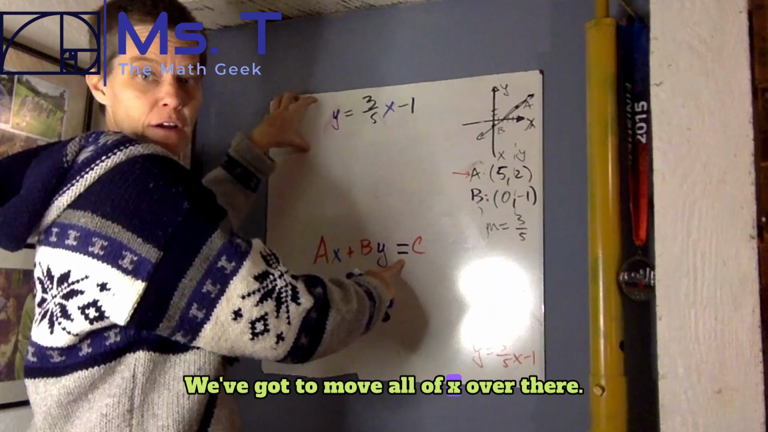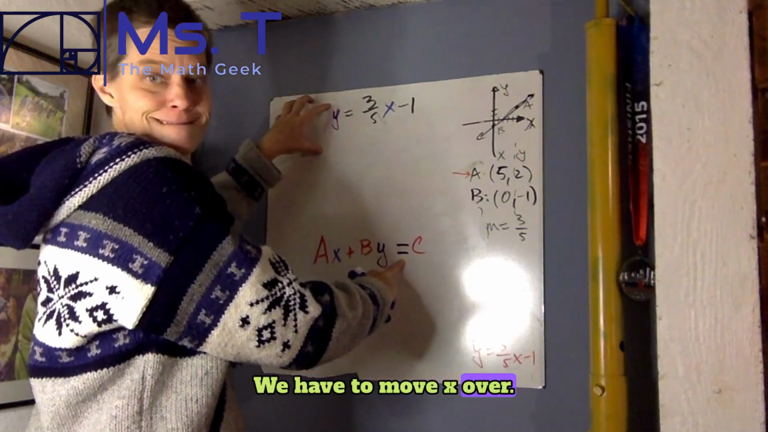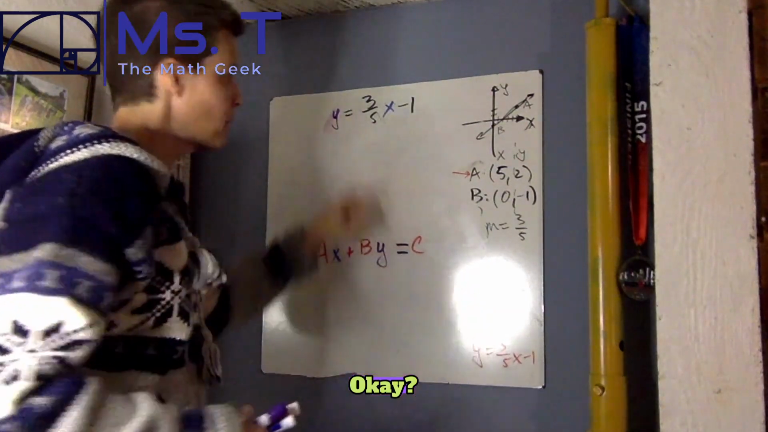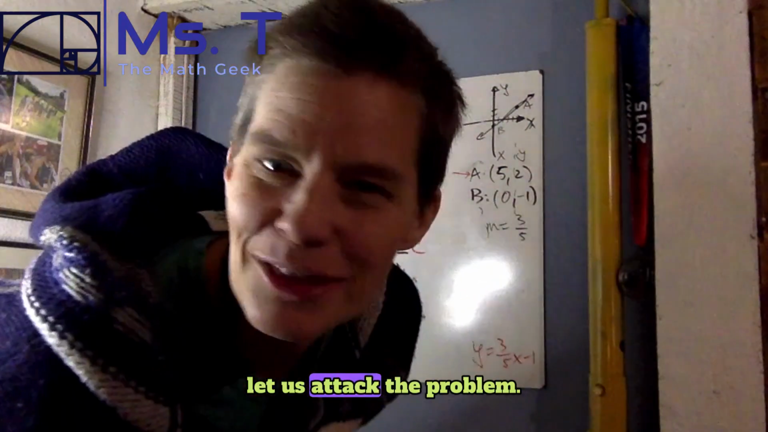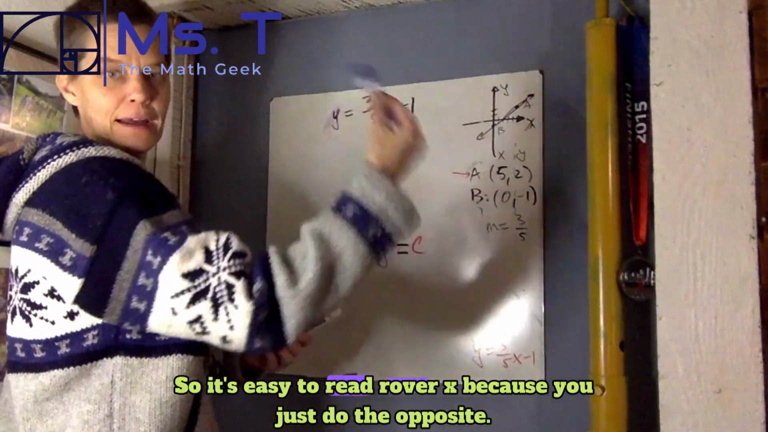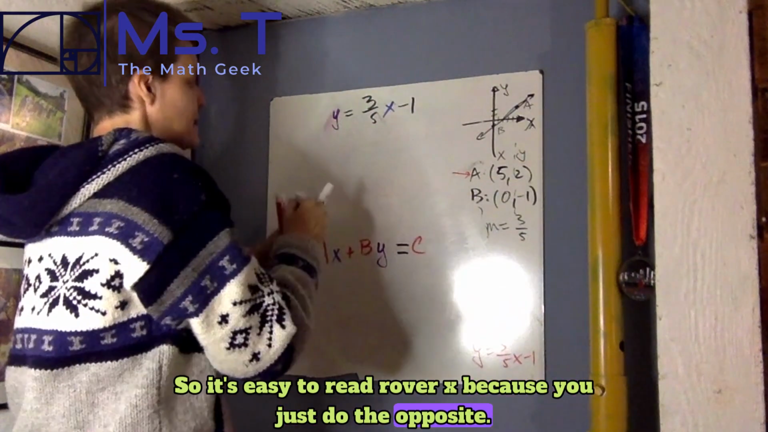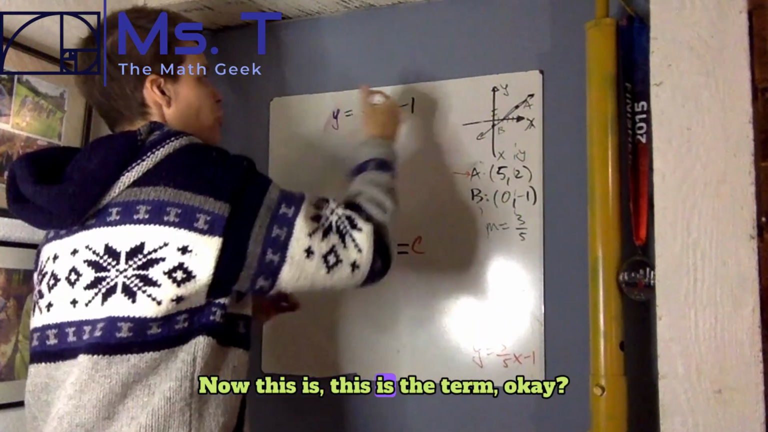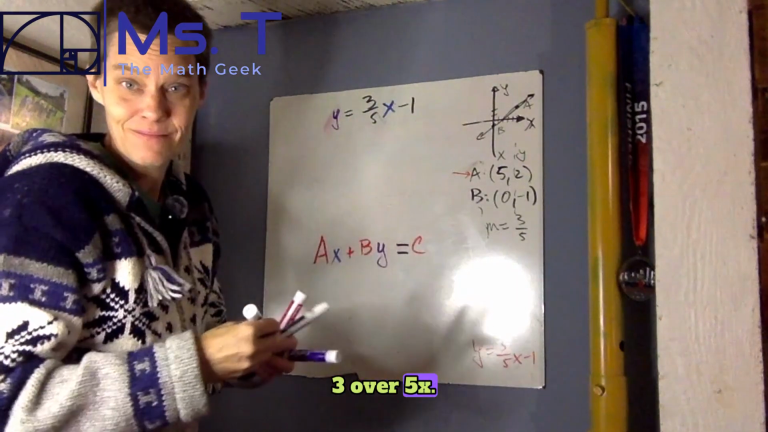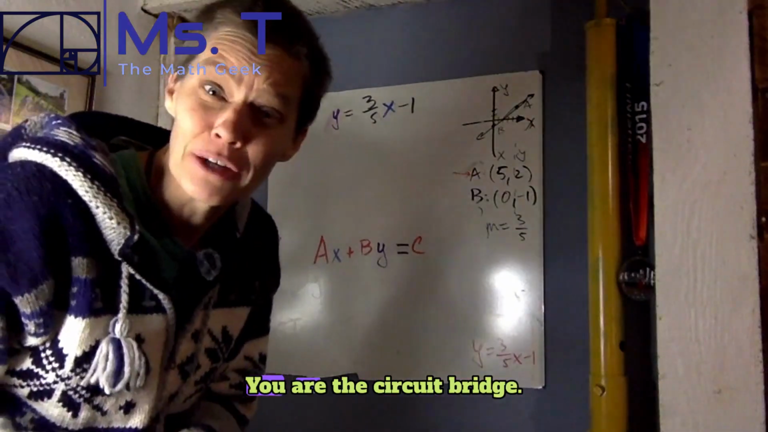But look also, here's our equal sign. We've got to move all of x over there. So we have two major things we have to do. We have to move x over, and then we have to find a way to make this an integer. Okay? So let's attack the problem. It's easy to move it over because you just do the opposite. Now this is the term, 3 over 5x. That's what you're subtracting.